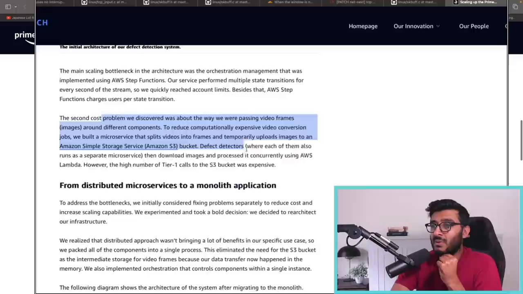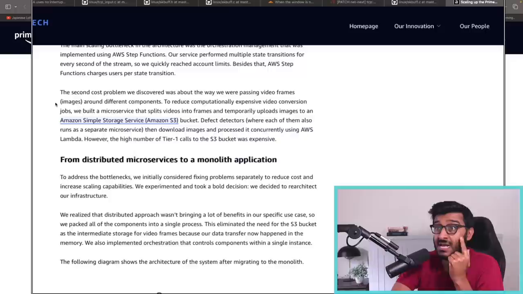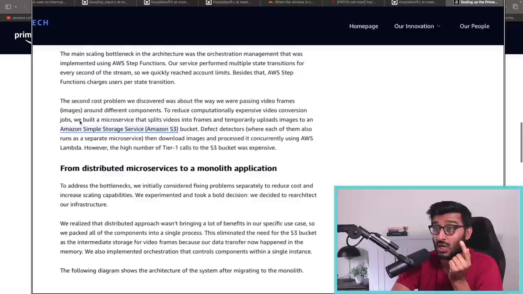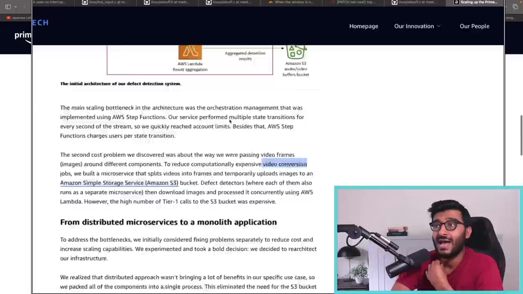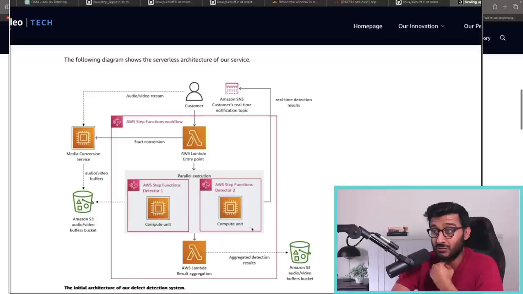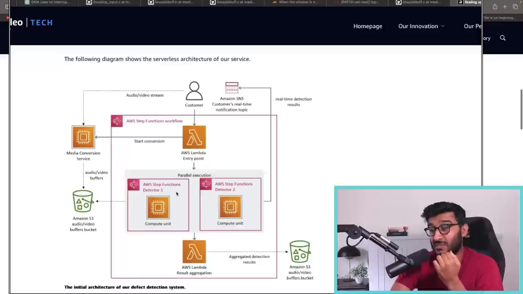The second cost problem we discovered was about the way we were passing video frames, images around the different components. To reduce computationally expensive video conversion jobs, we built a microservice that splits videos into frames and temporarily uploads images to this S3. Right? That's the way they did it. And the reason is they want to reduce the conversion jobs. So they convert it once and then distribute images. And that's this service, the media conversion. And instead of passing the audio stream directly to this, because it's going to be expensive for the compute unit to actually convert and analyze, so that kind of makes sense. I'm with them on this. It's a good idea to convert it.